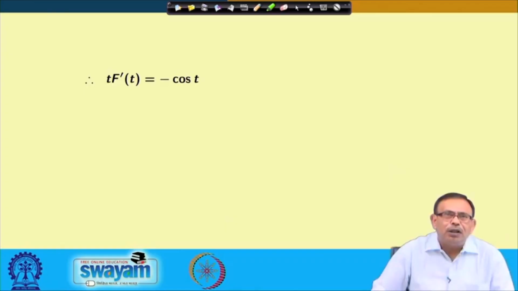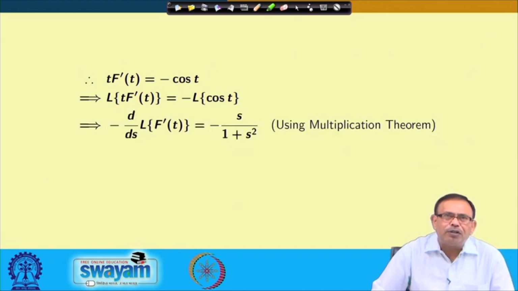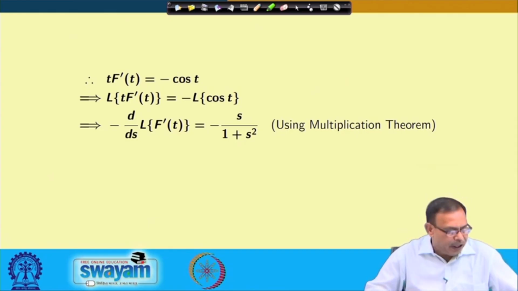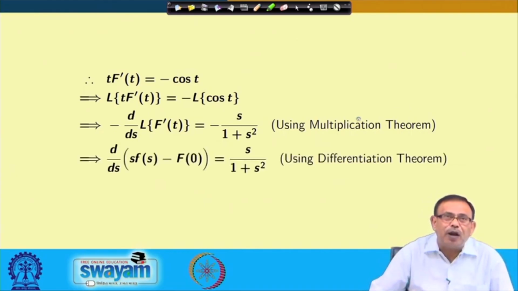Once I am obtaining this, from here I can write t f'(t) equals minus cos t. Taking Laplace transform on both sides, the Laplace transform of t f'(t) equals minus the Laplace transform of cos t. Using the multiplication theorem, just like the earlier approach, the Laplace transform of t f'(t) can be written as minus d/ds of the Laplace transform of f'(t), and this equals minus s by 1 plus s square. The Laplace transform of f'(t) can be written as s f(s) minus f(0), using the differentiation theorem.